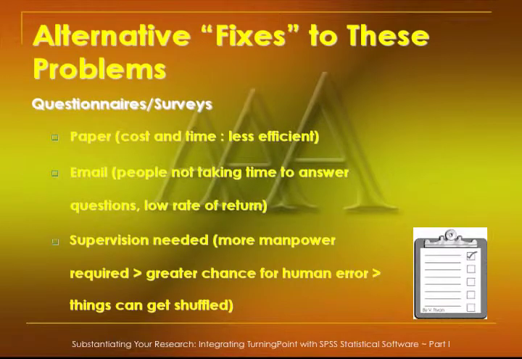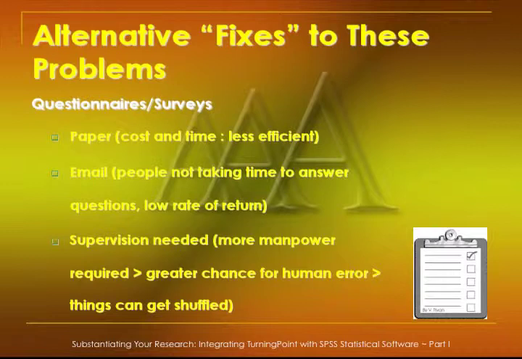Some of the alternative fixes that most of us know about are questionnaires and surveys, where we send them out and try to get feedback. The first type would be paper, where we send out questionnaires to find out what people think about a certain topic. The problem with paper surveys is the cost. You have to have someone that generates the questions, someone to print up all the paper, and to send it all out.